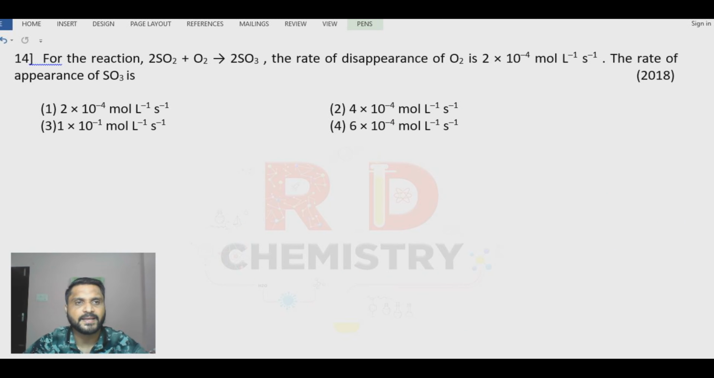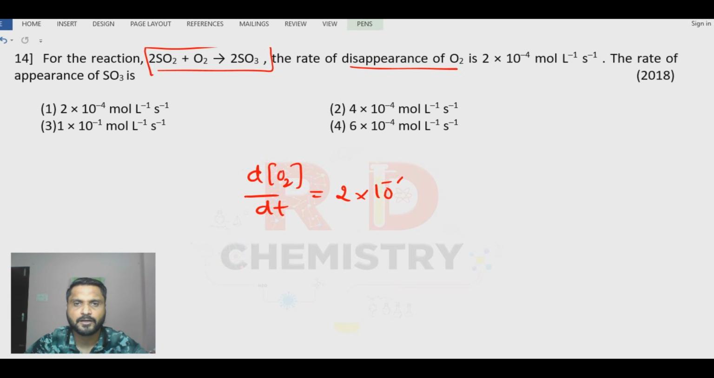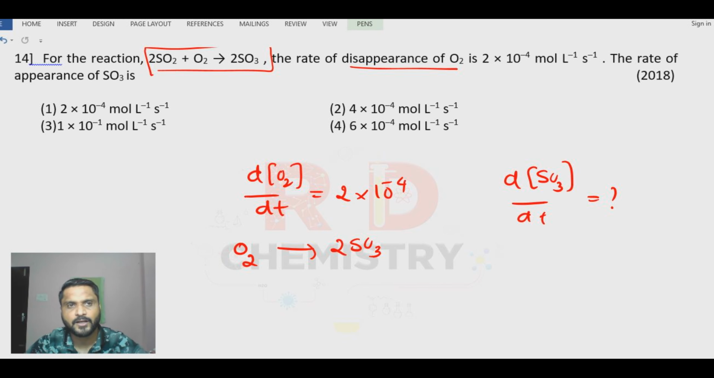Question number 14. For the reaction, the reaction has been given. Rate of disappearance of O2, that means d[O2]/dt value, is given as 2 into 10 to the power minus 4, with the units given. Rate of appearance you have to calculate. What is d[SO3]/dt equal to? So what we'll do, we'll connect only O2 and SO3. So that means O2 gives 2 times SO3. Okay. Sulfur dioxide is not required here. So we'll write with respect to O2 and SO3.